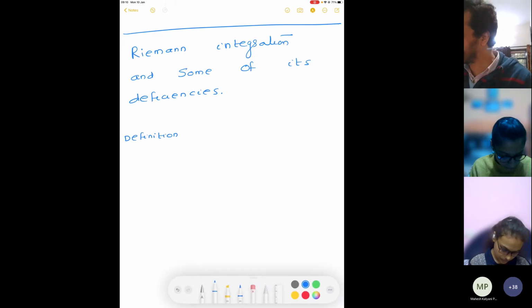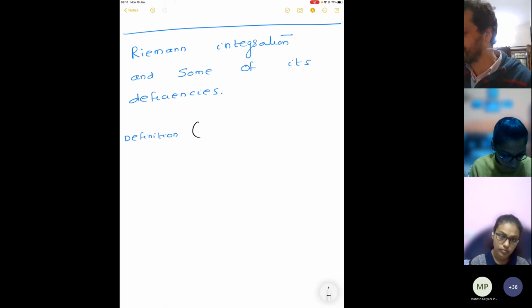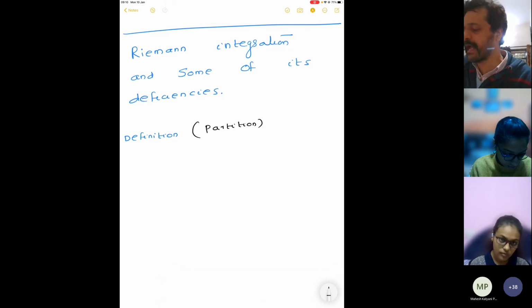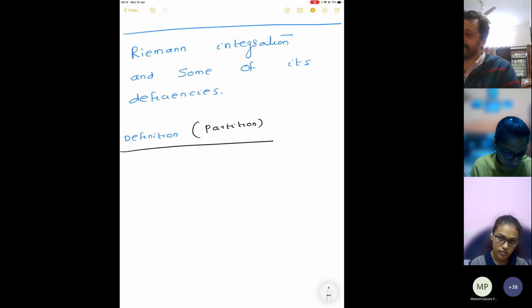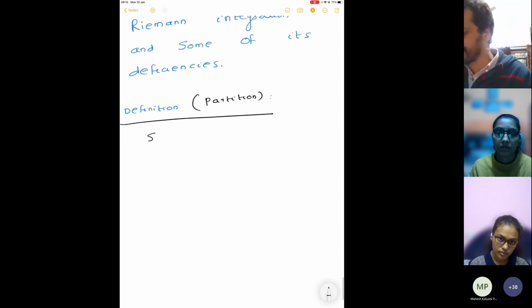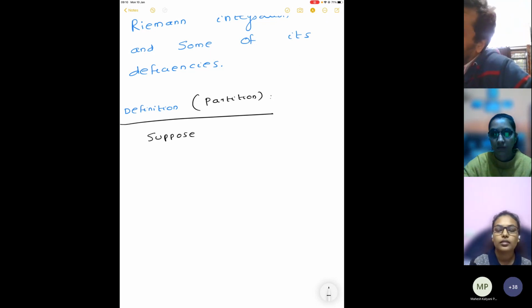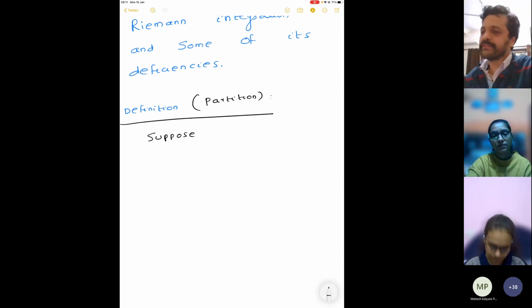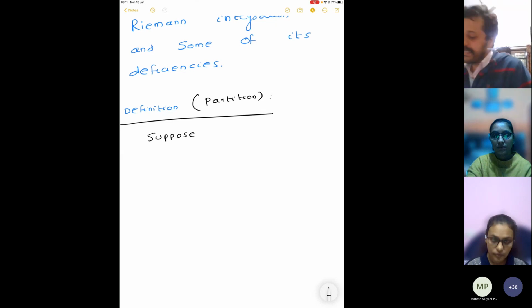Definition of what? A partition. As I told you, I will be very quick here, but I want to record all these terminologies. By the way, have you studied Riemann integration as a part of a real analysis course or not? No, sir. Maybe in BSc you have studied, but not as a part of your MSc course, right? Yes. So it is worth recording.